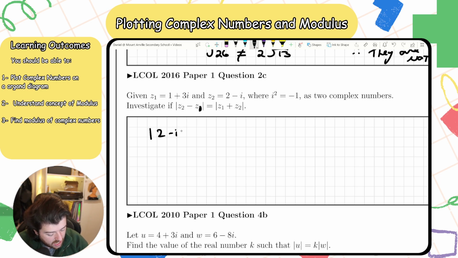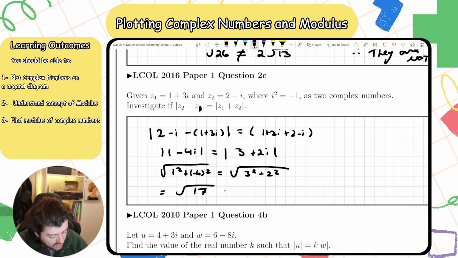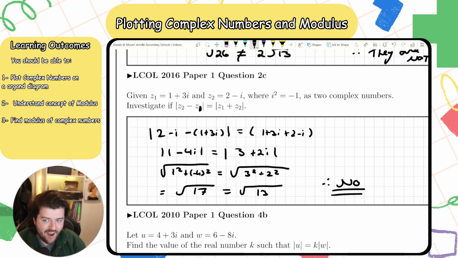So that's going to be 2 minus i minus 1 plus 3i, which is equal to 1 plus 3i plus 2 minus i. So 2 minus 1 is 1, minus i minus 3i is minus 4i. So is the modulus of 1 minus 4i equal to the modulus of 1 plus 2 is 3, 3i minus i is plus 2i. So let's investigate. 1 squared plus minus 4 squared equals 3 squared plus 2 squared. So root 17, is that going to be equal to root 9 plus 4, which is 13? Is root 17 equal to root 13? No, they are not equal.